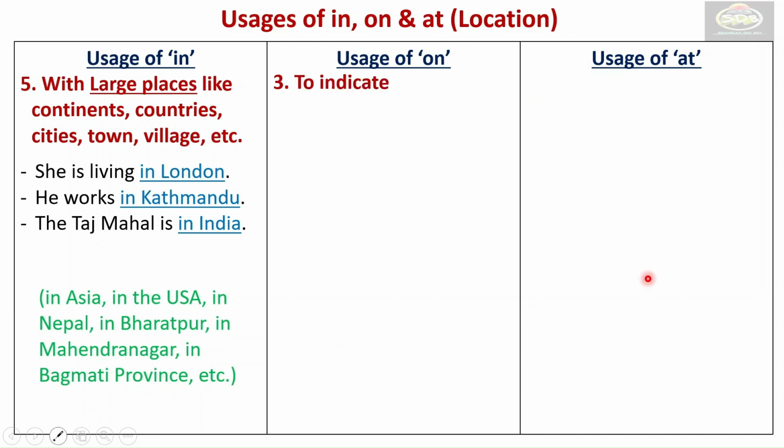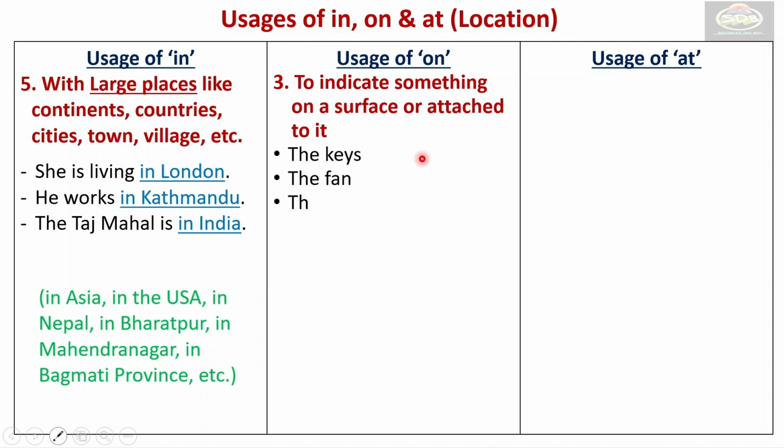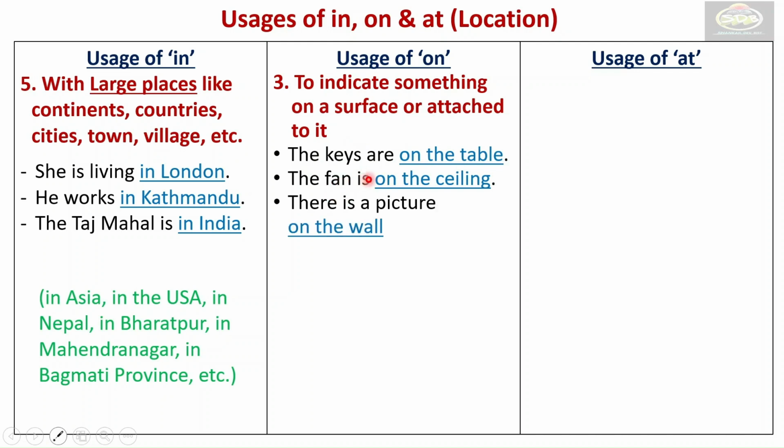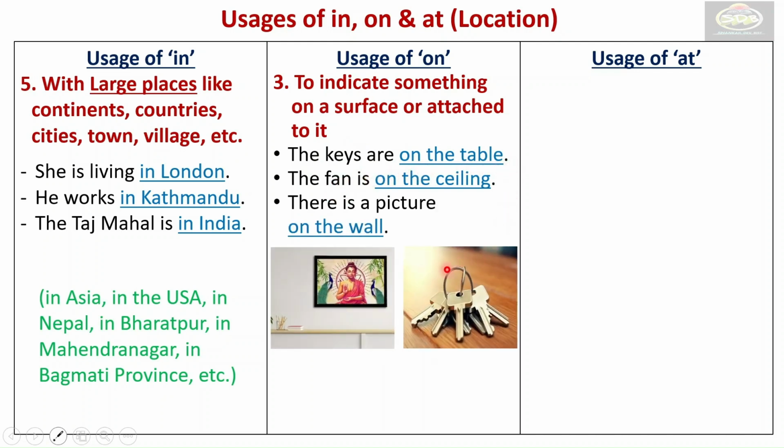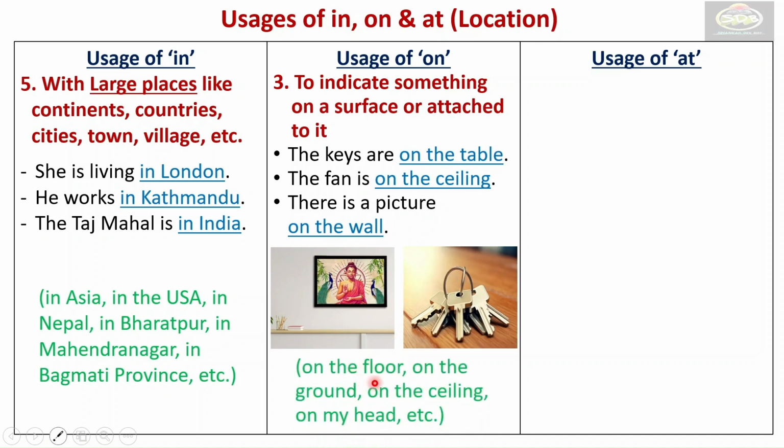And we use on to indicate something on a surface or attached to it. For example, the keys are on the table. On the table. They are attached to the table. The fan is attached to the ceiling. Therefore, the fan is on the ceiling. There is a picture on the wall, on the floor, on the ground, on the ceiling, on my head, and so on.